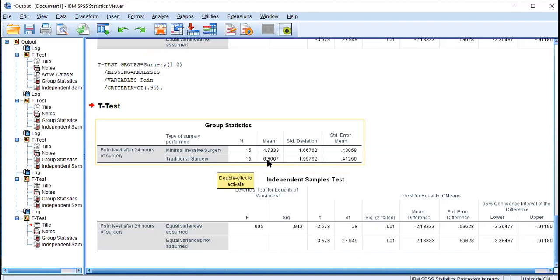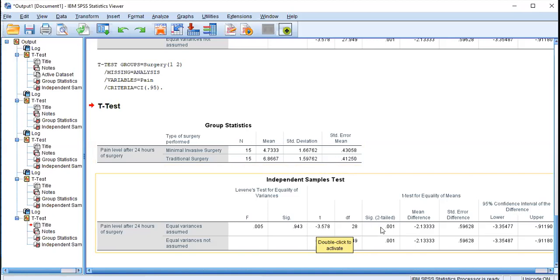It was up to us which code we gave in the variable view when making the variables. Had we given minimal invasive surgery the value 2 and traditional surgery the value 1, things would have been different and the answer would have been 3.578 instead of minus 3.578. That being the reason, we avoid using the term negative here.